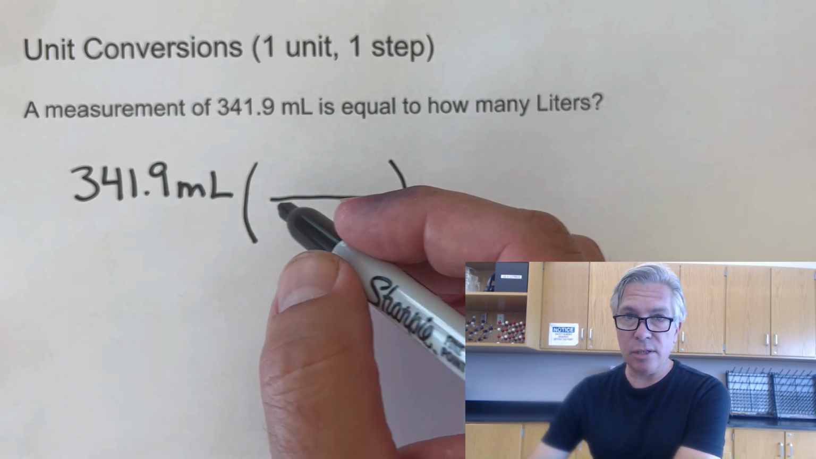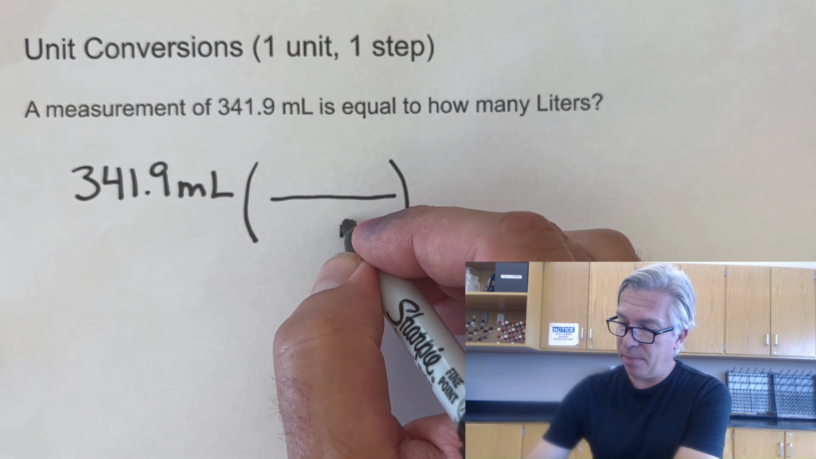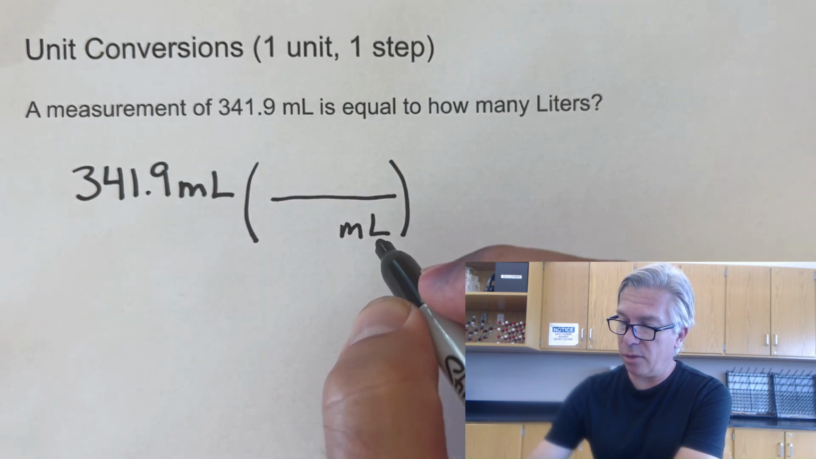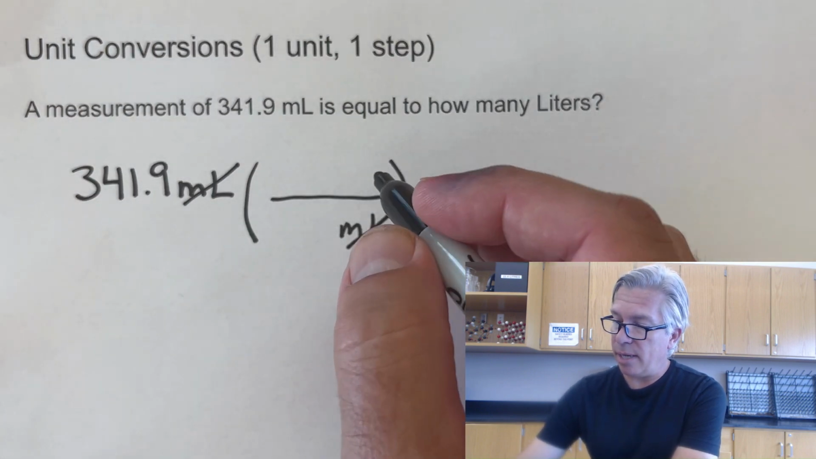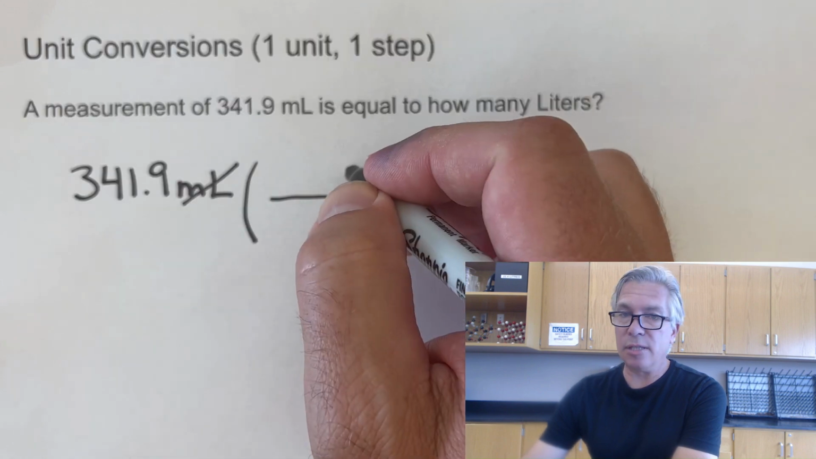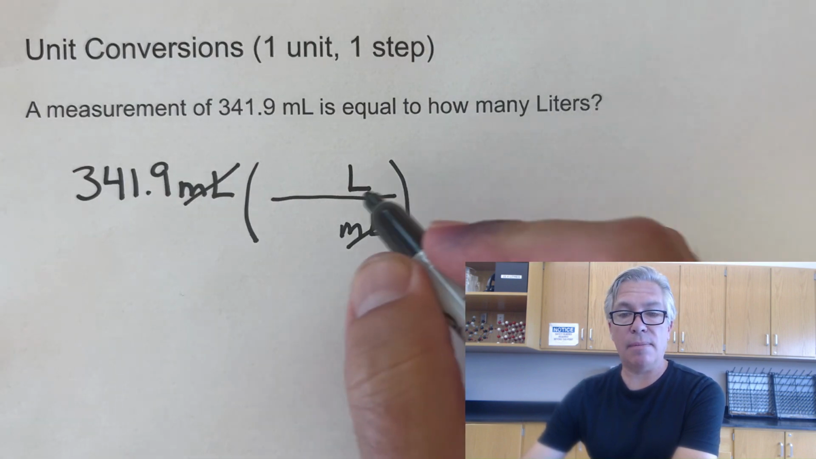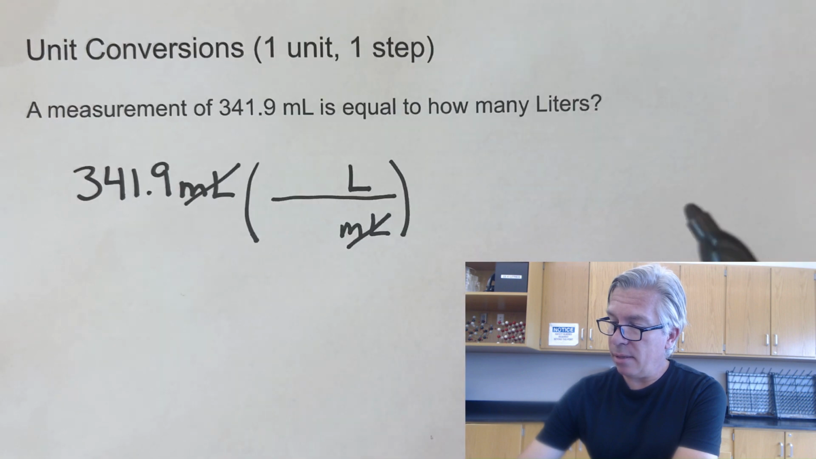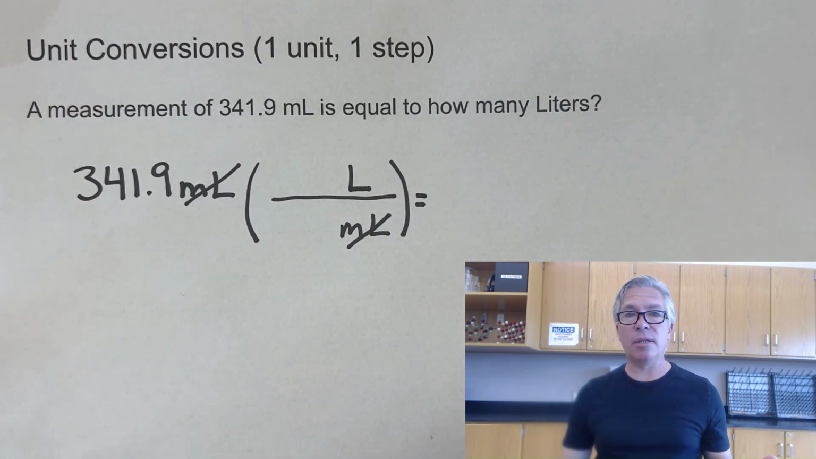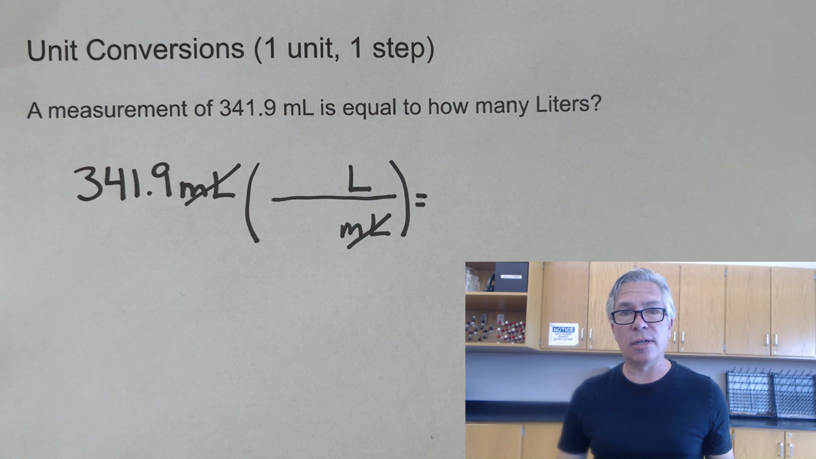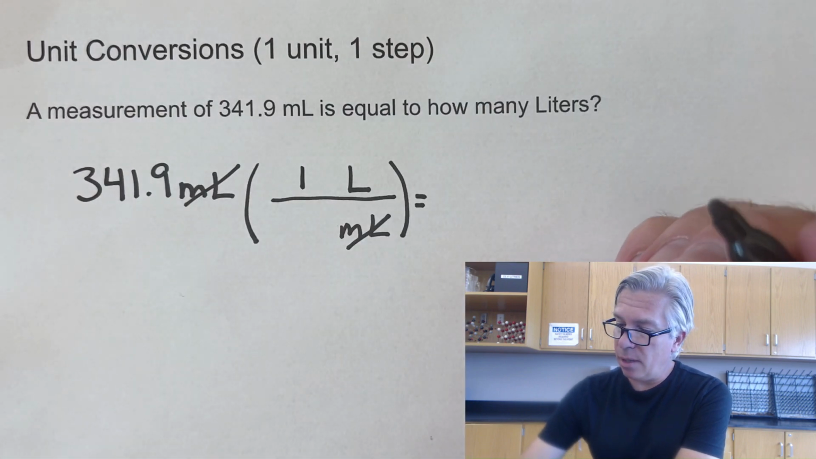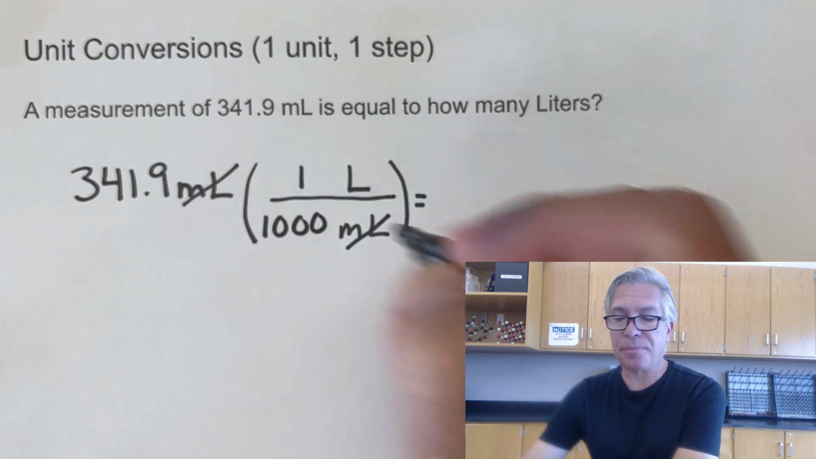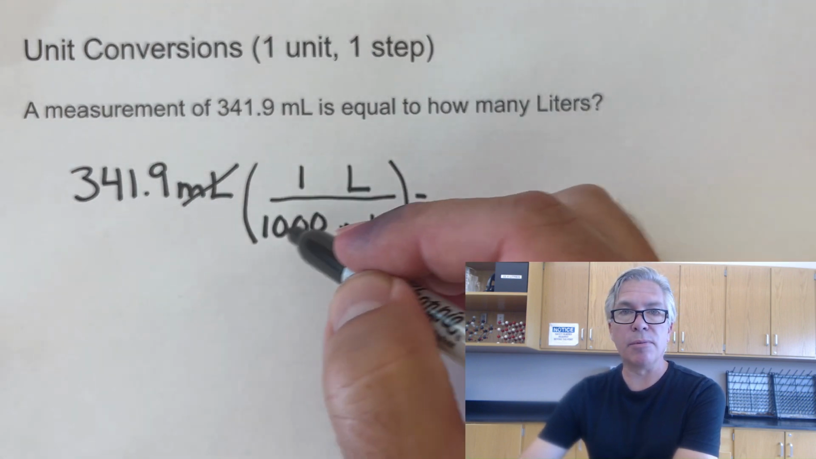So once we have our starting unit, we're going to put that on the bottom because this started on the top. We want it on the bottom so that it will get destroyed. Now, my question is, how many liters will this be? So that's the unit that should go on the top. That's what I want to end up with. And then maybe I know how many liters are in a milliliter or vice versa, or maybe I have to look it up in a table somewhere. Either way is fine. But it turns out that in every 1 liter, which is the bigger volume, there are 1,000 milliliters. And so I'm going to put those numbers with the appropriate units.